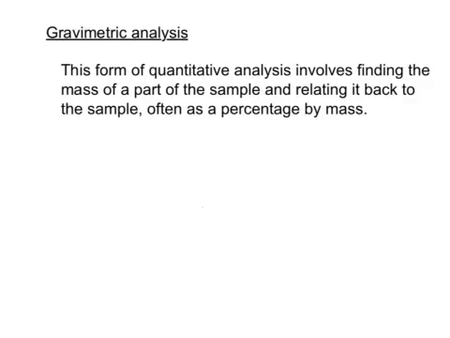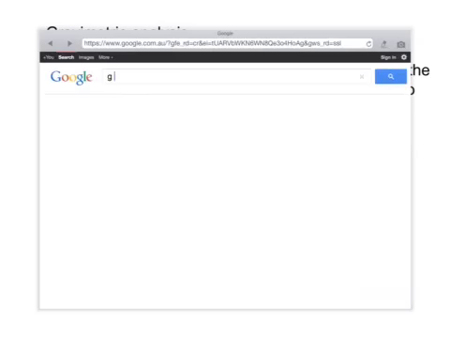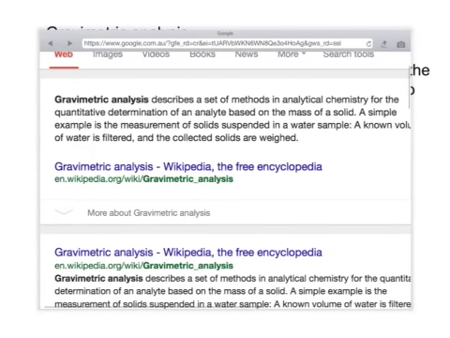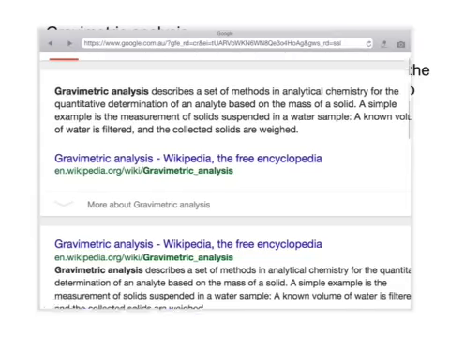Now we're going to move on to a type of chemical technique which we call gravimetric analysis. If we do a quick Google search, we're going to look for the key term that comes up every single time, or in all of the hits. Gravimetric analysis describes a set of methods in analytical chemistry for the quantitative determination of an analyte based on the mass of a solid.